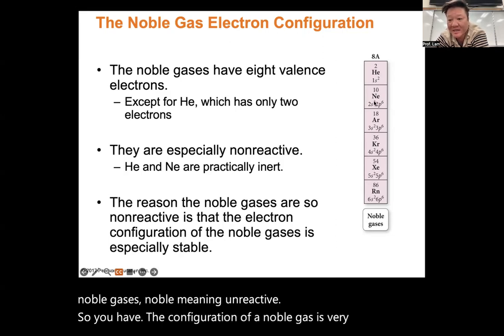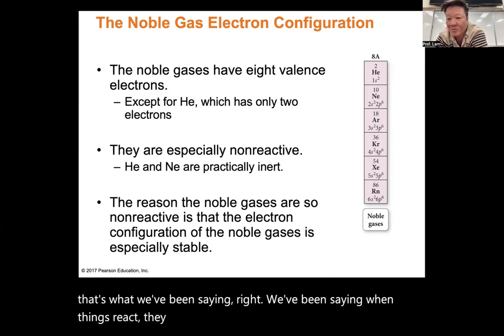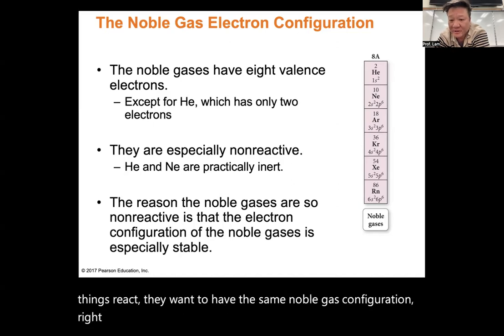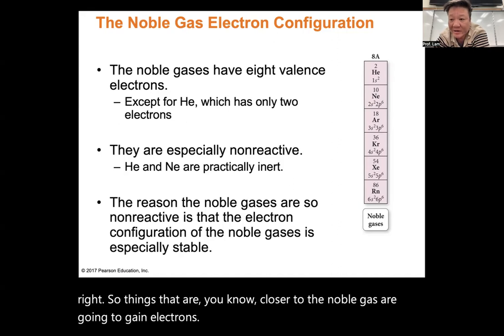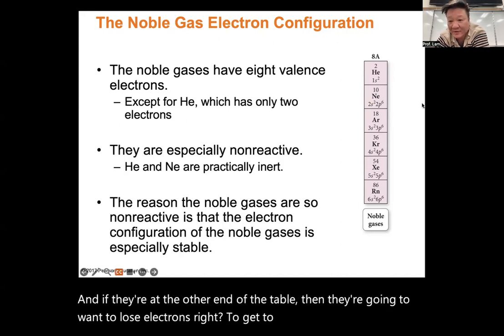So the configuration of a noble gas is very desirable. And that's what we've been saying, right? We've been saying when things react, they want to have the same noble gas configuration, right? So things that are closer to the noble gas want to gain electrons. And if they're at the other end of the table, then they're going to want to lose electrons, right? To get to the noble gas configuration.